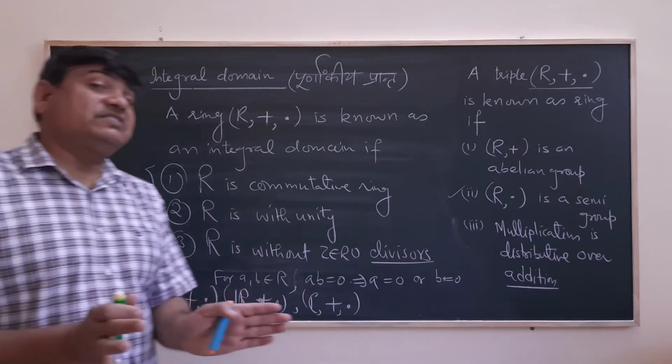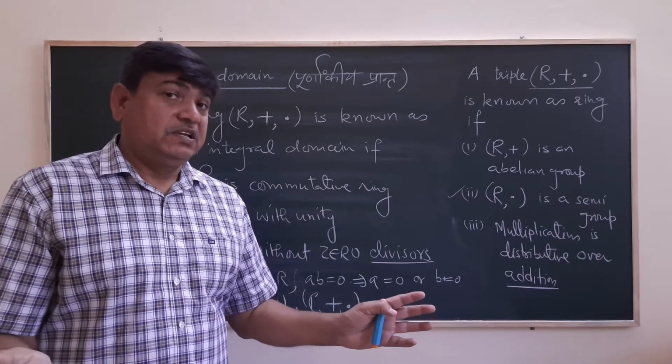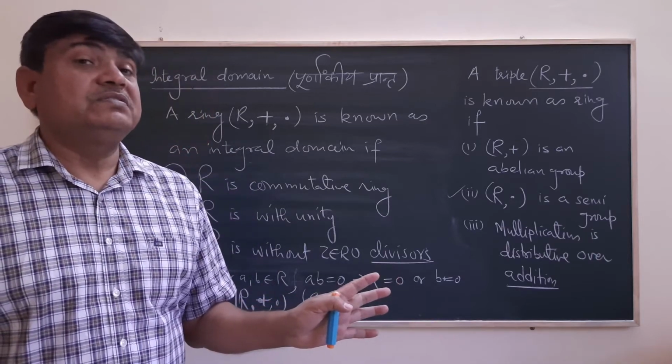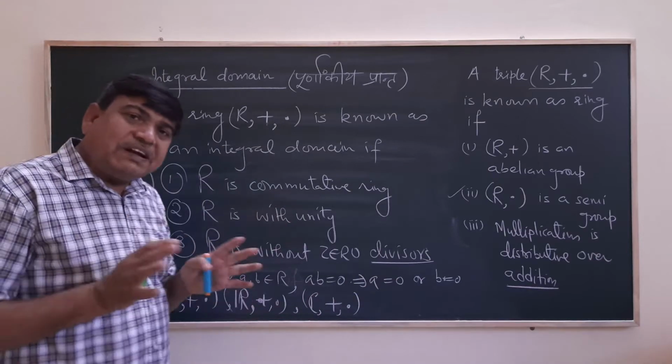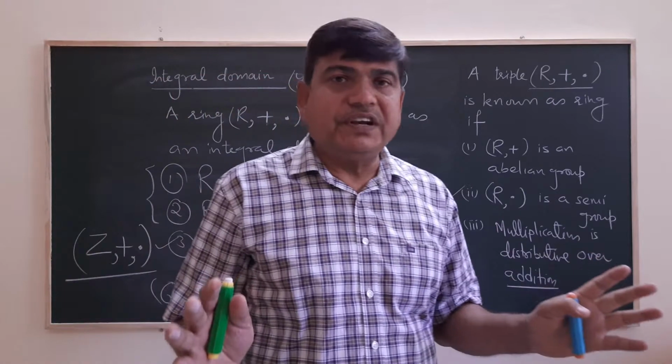A set of matrices of order 2 by 2, that is not an integral domain because it is not commutative. Matrix multiplication is not commutative.